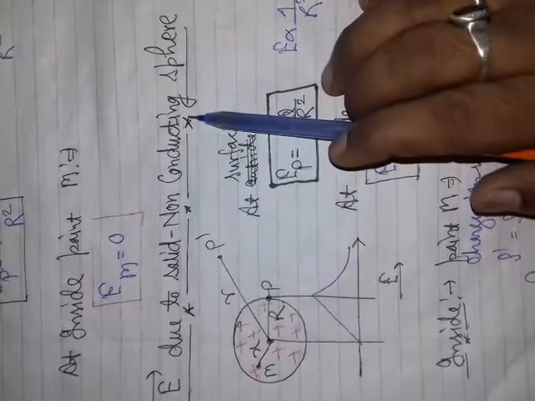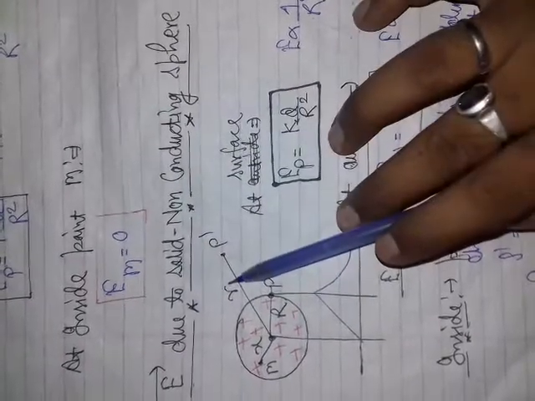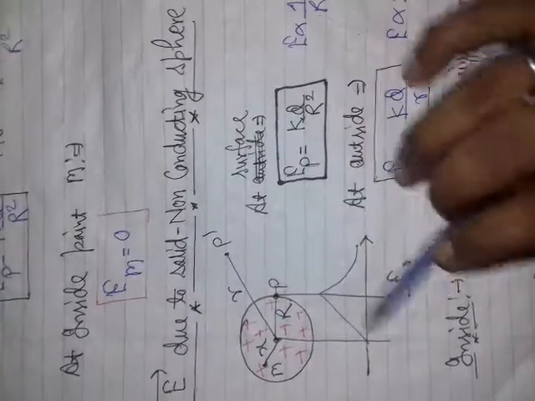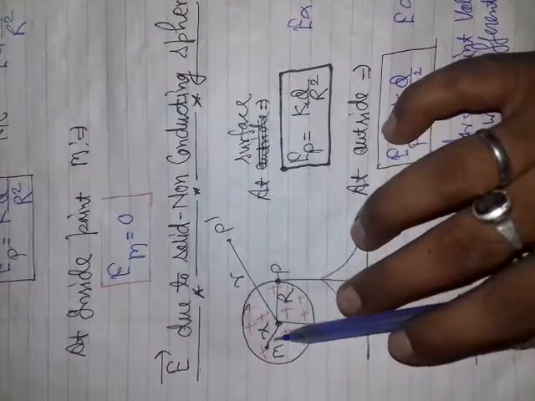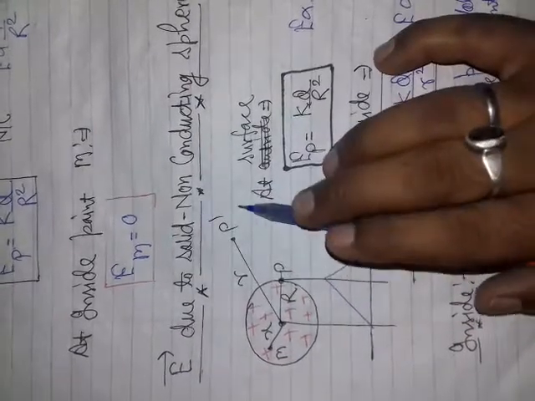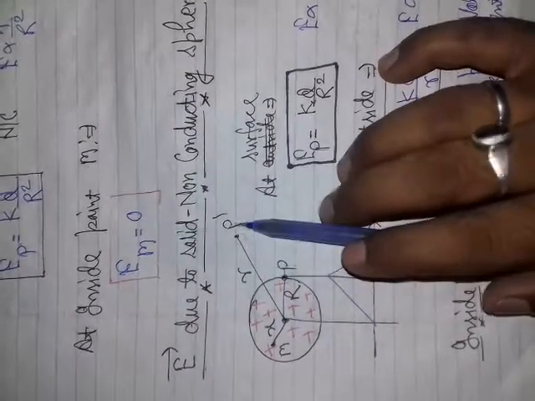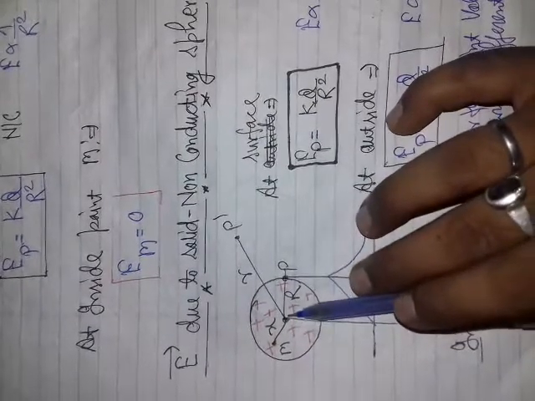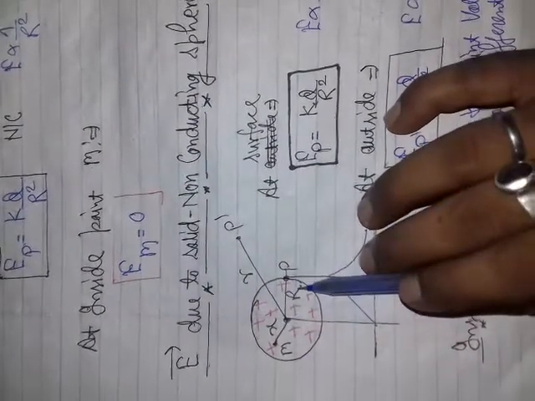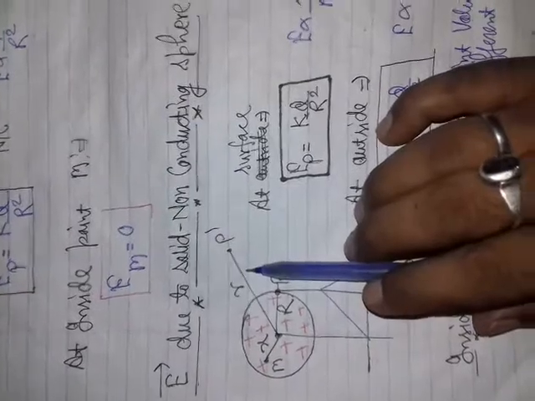Now the electric field due to a solid, non-conducting sphere. In a solid non-conducting sphere, the charge is present throughout its volume. There are also 3 points: the point M is inside, point P is on the surface, and point P dash is outside the solid sphere, and their distances from the center, that is the origin, are x, capital R, and small r.